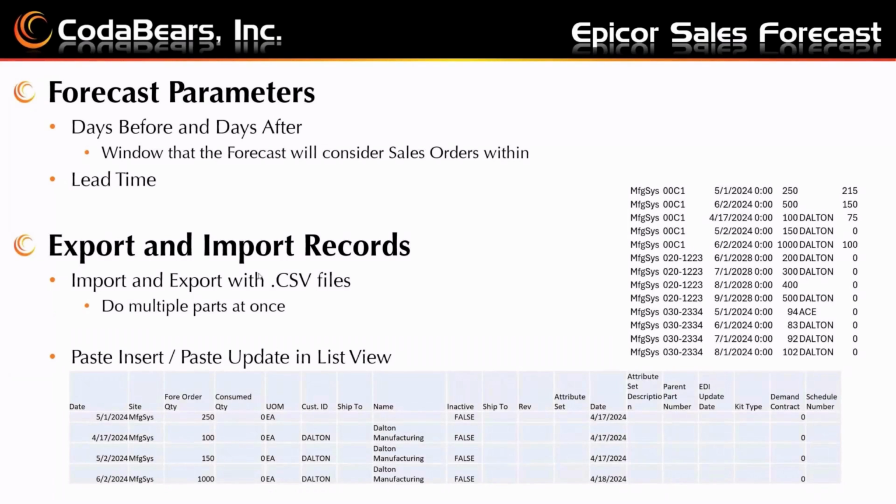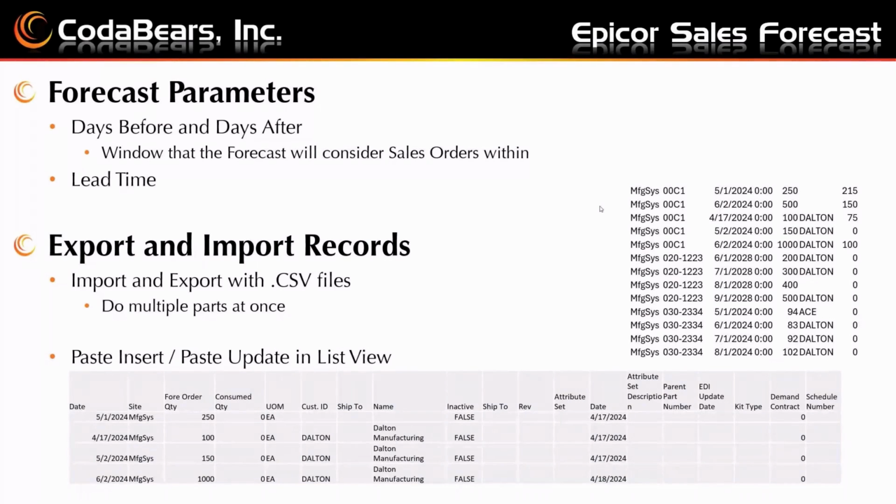And for exporting and importing records, I've got 2 grids here. On the right with the MFG sys where it has the site, that's how the export function from within the forecast works. So it's going to export the site, part, forecast date, forecast quantity, and then quantity consumed on that forecast. You can then take that into Excel and you can update all those values and dates, and you can then import it back into Epicor to update your forecast.